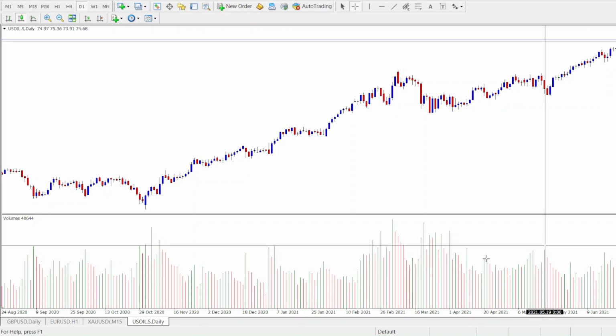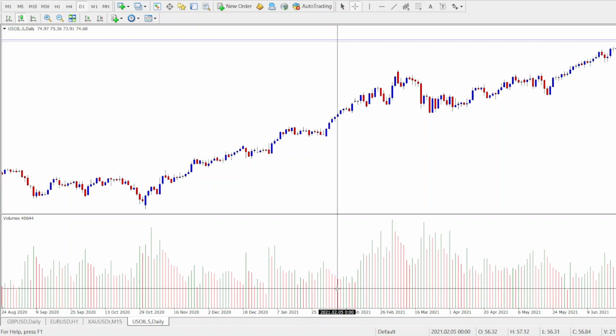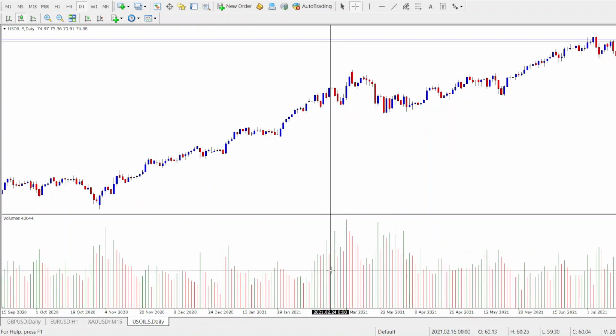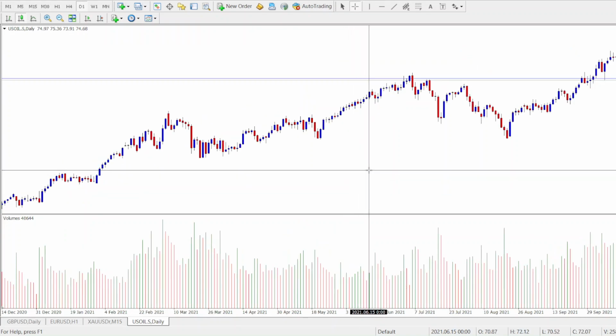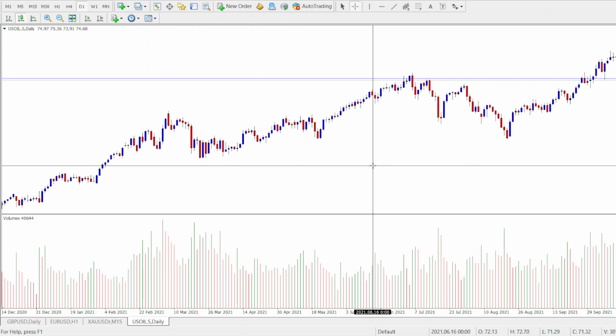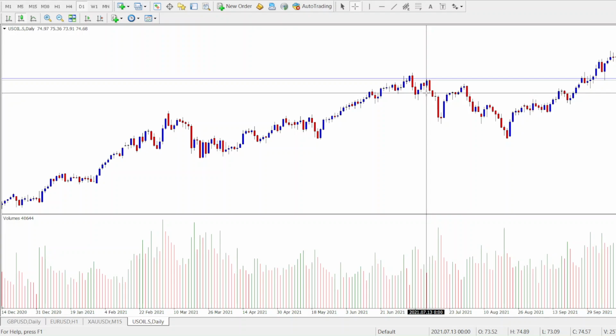Now, as for the bearish engulfing pattern, this pattern usually occurs at the top of an uptrend and signals a possible reversal to the downside. Now, it's just the opposite. The bearish engulfing is just the opposite of the bullish engulfing.